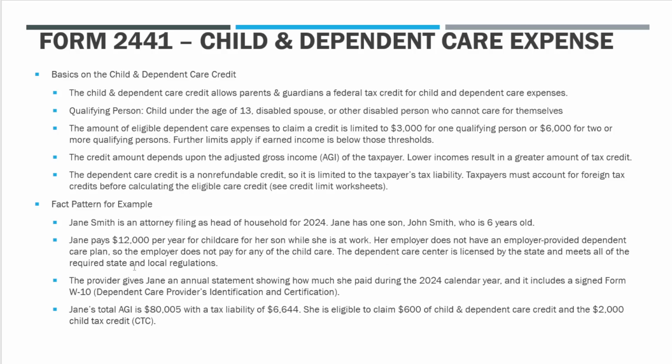Now, the childcare provider, they give Jane an annual statement showing how much she paid during the year. And it also includes a signed Form W-10 certification. So W-10, very similar to a Form W-9, right? It's going to show the dependent care provider's name or company name, address, tax ID number, and all that information is really important because you need it to complete the 2441.